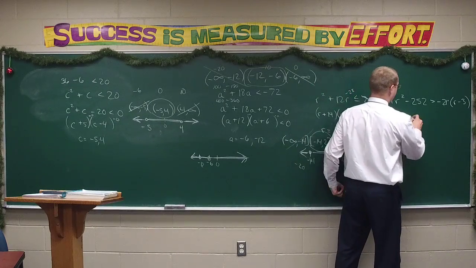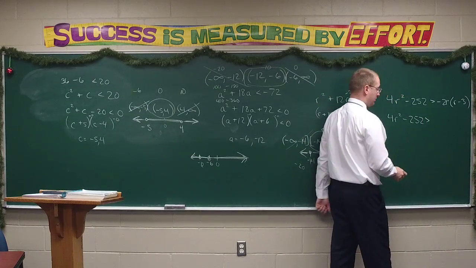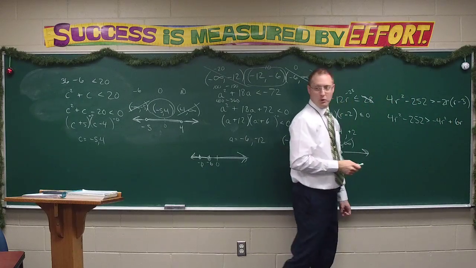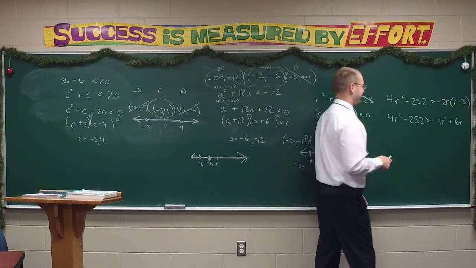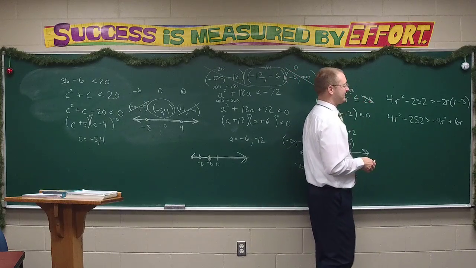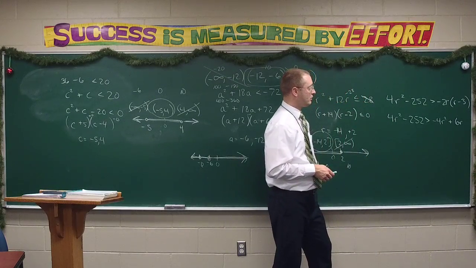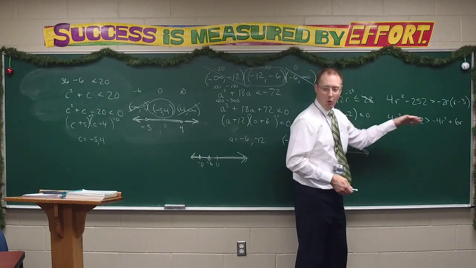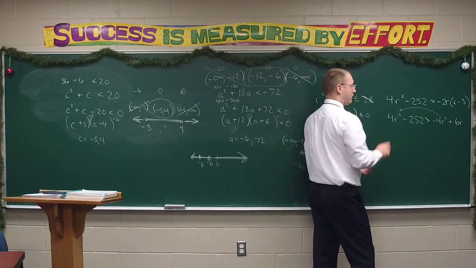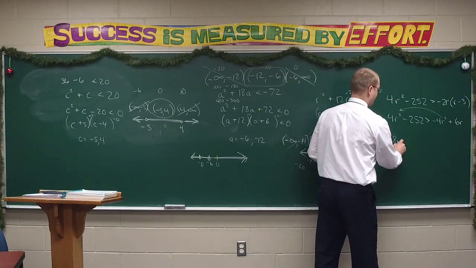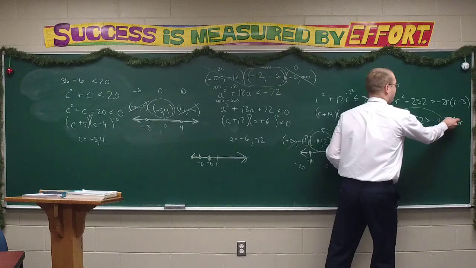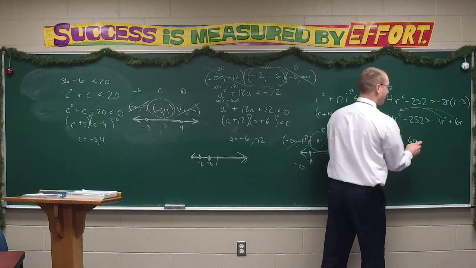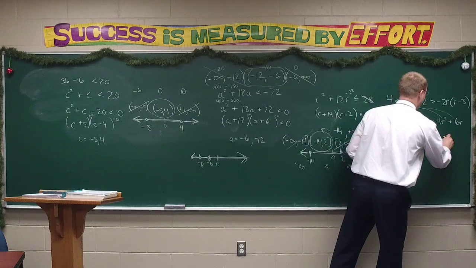Distribute on the right side. All right, so I'm going to keep the 4r squared minus 252 is greater than negative 4r squared plus 6r. All right, then what should I do? Audrey. Yeah, there's an r squared on both sides. You don't want that. Move the little one. So let's move the little one over, and that gives us 8r squared. And then we'll bring over the positive 6r to get negative 6r. We're going to leave the negative 252 right where it is.